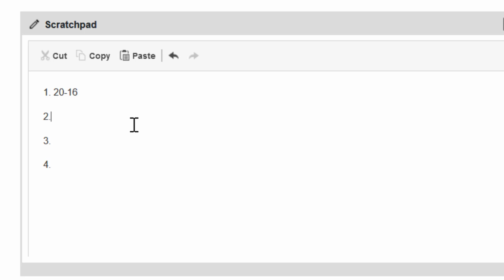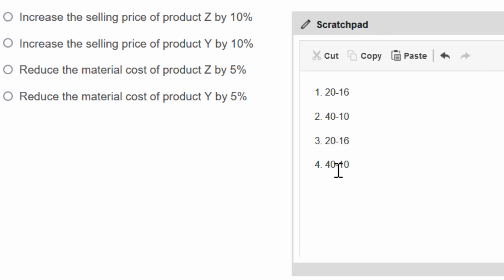Increase the selling price of Y. That's going to be the 40 minus the 10. And then for Z, again, we're going to reduce that material cost. That's 20 minus 16. And for the last one, reduce the material cost of Y. Again, I'm going to put a 40 minus 10 just to get started. Now, I'll use my handy-dandy calculator, and I will do those operations.